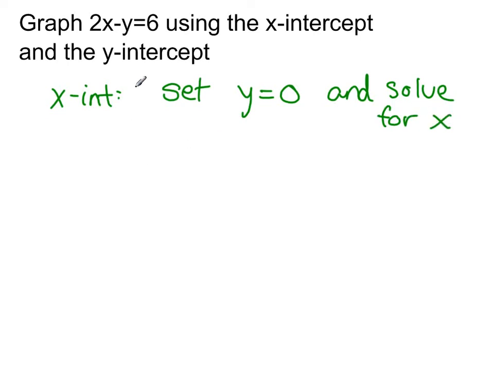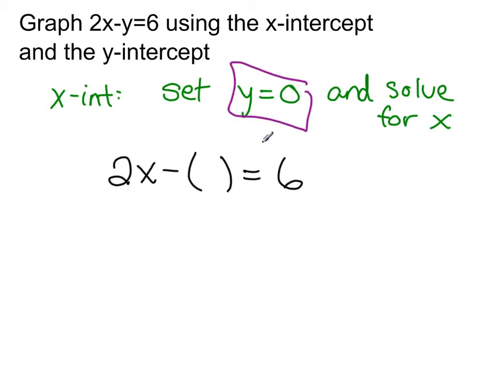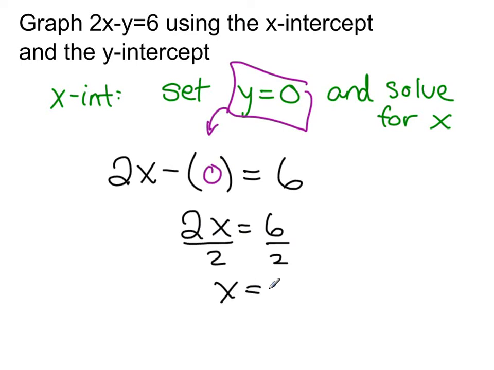Now, take your equation. You have 2x minus y equals 6. Except instead of y, we're going to plug in the value 0. And 2x minus 0 is just 2x. And now we'll go ahead and get x by itself. We'll divide by 2 on both sides, and we have x equals 3.